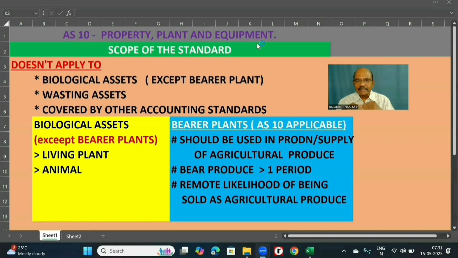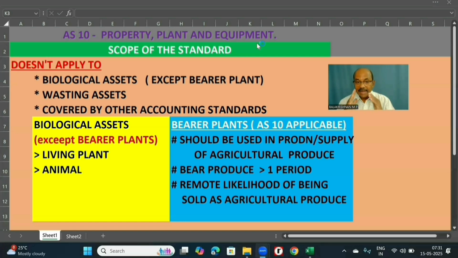Now let us take the third item, assets covered by other accounting standards. Other accounting standards may require recognition of an item of PPE based on an approach different from that in this standard. For example, AS19, Leases, requires an enterprise to evaluate its recognition of an item of leased PPE on the basis of transfer of risks and rewards.